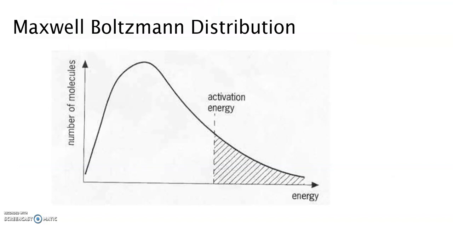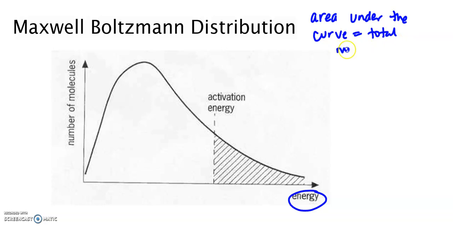All right, so let's talk about this Maxwell-Boltzmann distribution. So in this graph right here, we've got energy now on our x-axis and our number of molecules on the y. I'd like you to note that the area under the curve equals the total molecules. To actually calculate that, you'd have to do calculus, and we're not going to do calculus. But that's what we're looking at: this area under the curve is how many molecules we have in our reaction. As we go from left to right, we're increasing the energy.